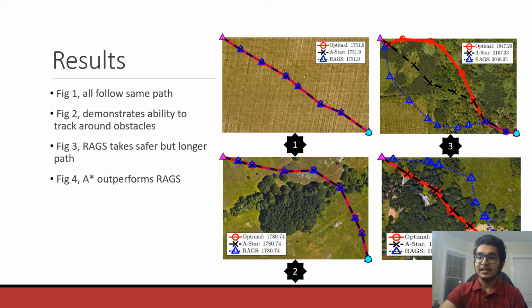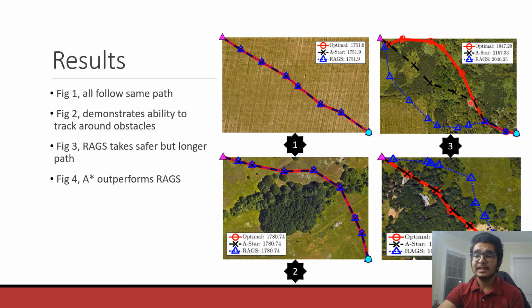Figure 3 is where things start getting interesting. And we see that RAGS does take a longer path, but it's a much safer path, and it's away from the obstacle dense environment. Also, even though it's taking a longer path, the time to reach is shorter. Also, the time to reach and the cost both are shorter compared to the A-star algorithm.